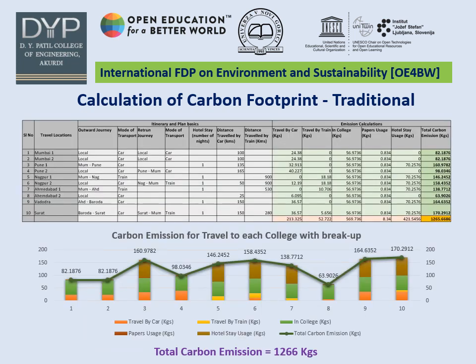Here in this slide, you will find the itinerary and plan basics for the assessment team. As discussed earlier, we have selected 10 colleges from west of India. So the details of the outward journey, mode of transport, return journey, the hotel stay, and the distance covered from your home, everything has been mentioned. And when we calculate the carbon emission, it comes out to be 1266 kilograms.